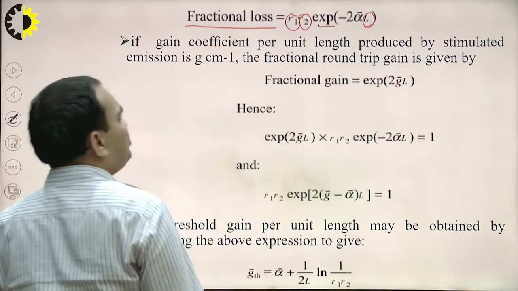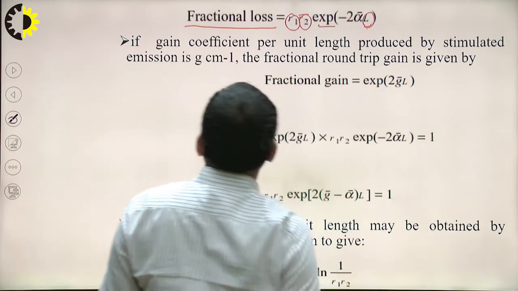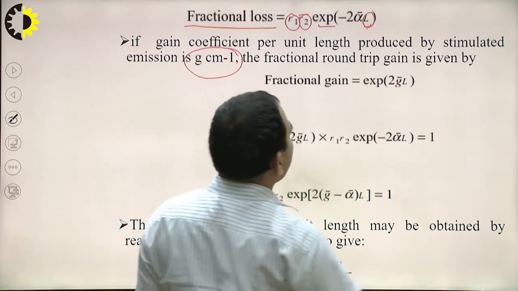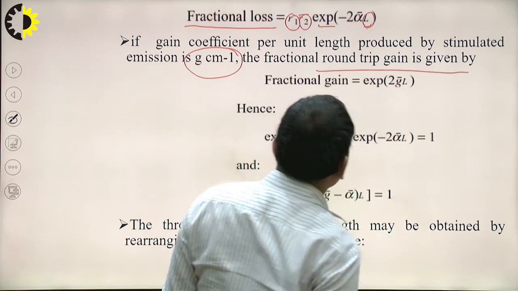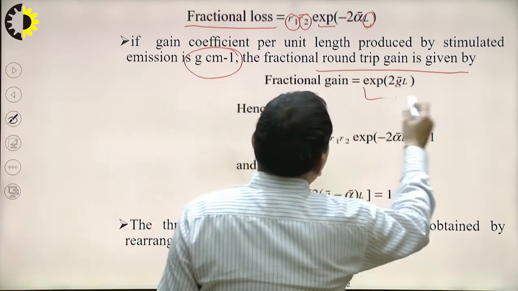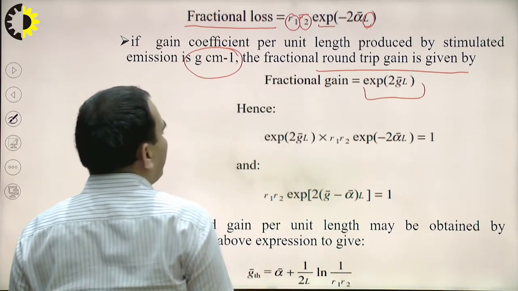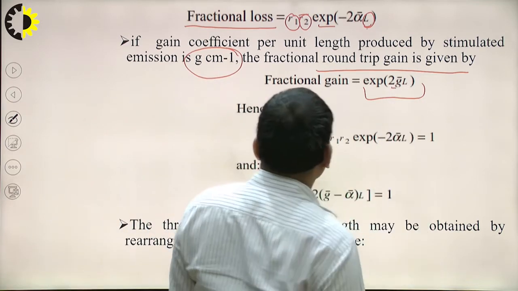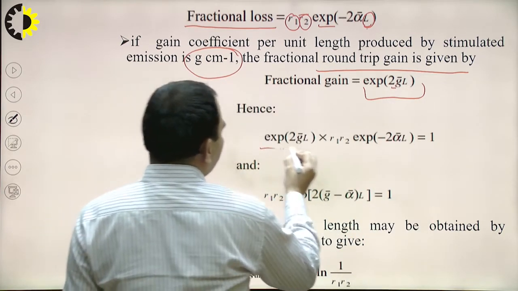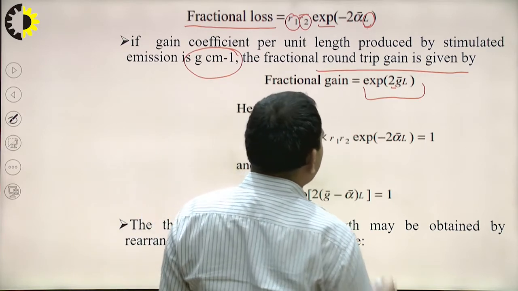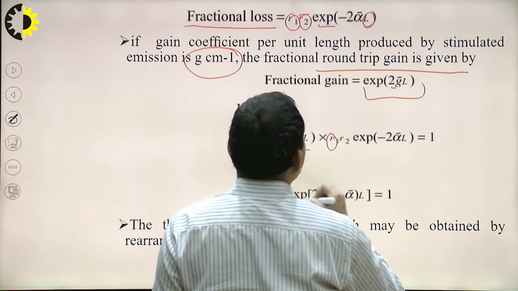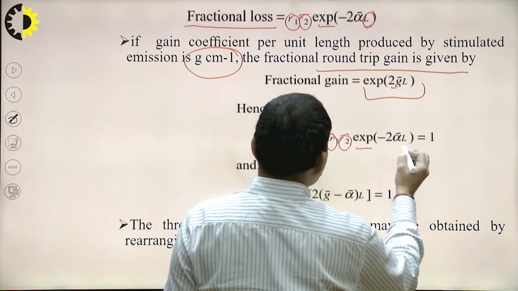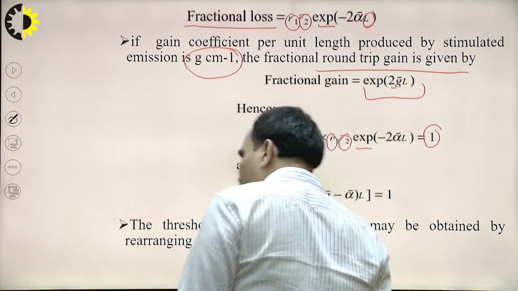The gain coefficient per unit length produced by the stimulated emission is given by g per centimeter. So the fractional round trip gain is given by the exponential of gain multiplied by L. Hence we can write exponential of g times L, multiplied with the reflectivities of the mirrors R1 and R2 respectively, times exponential of minus 2 alpha into L, equals 1.